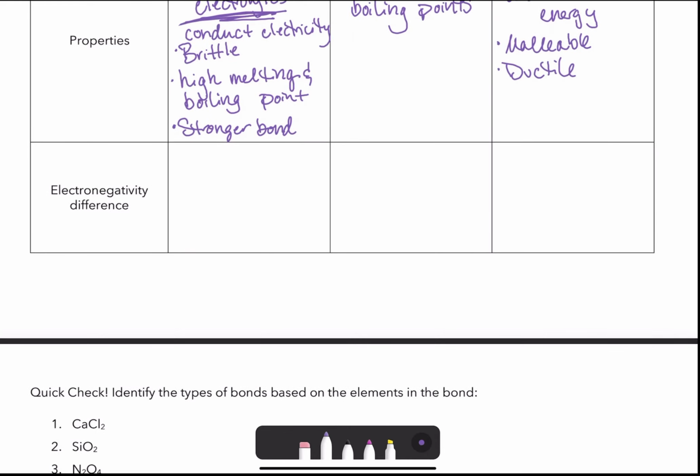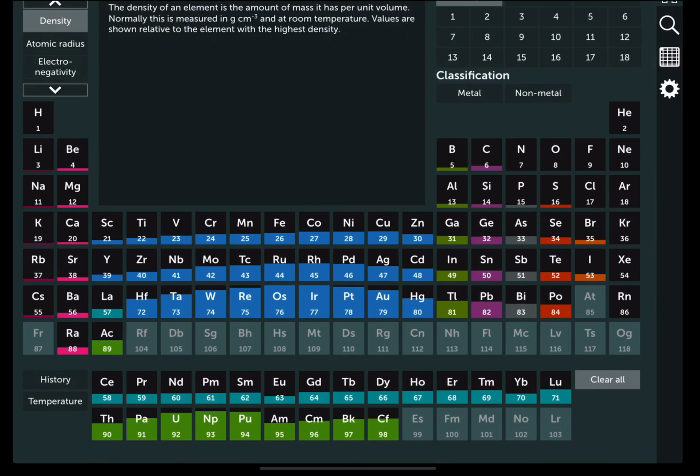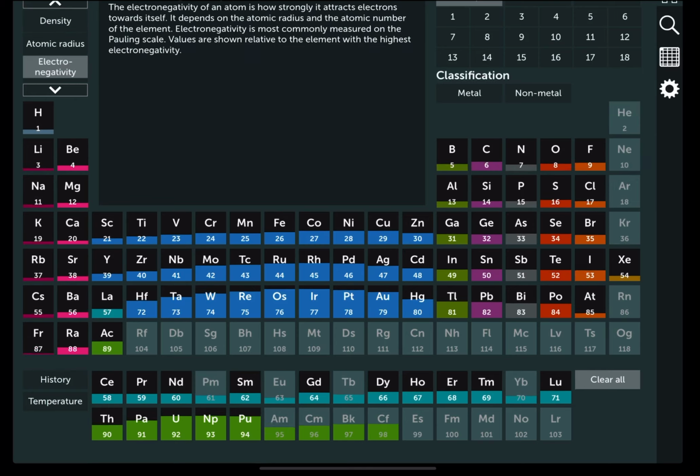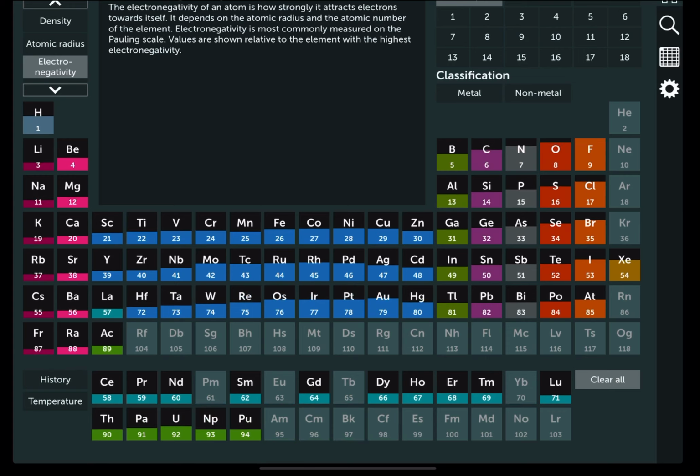Up next, we have electronegativity differences. So you've learned about electronegativity in our previous units. So electronegativity is the tendency of an atom to attract electrons. So looking at the periodic table, let's look at metals versus nonmetals, and then some electronegativity differences.